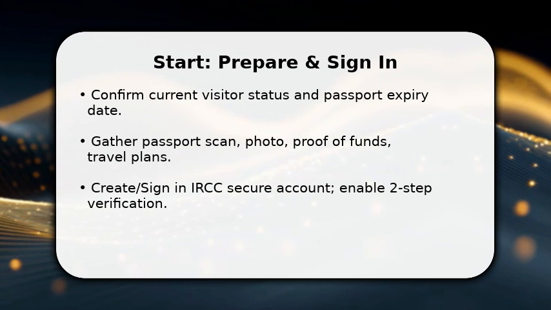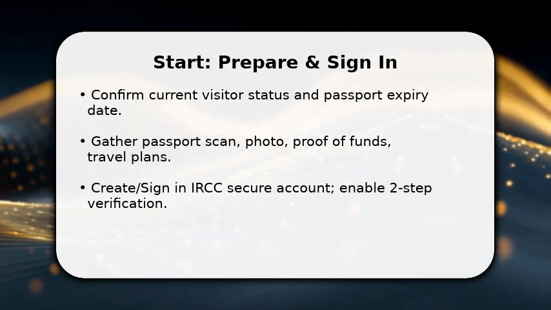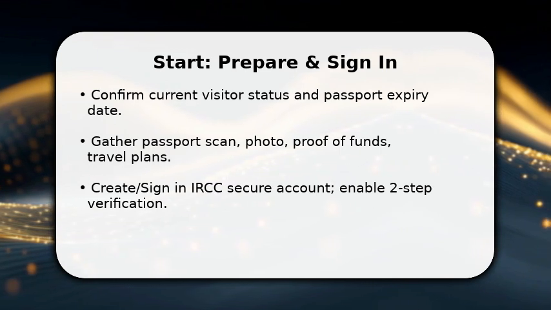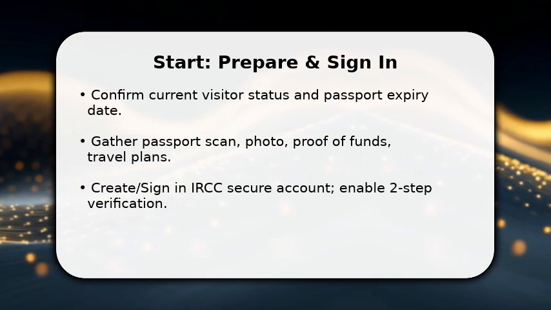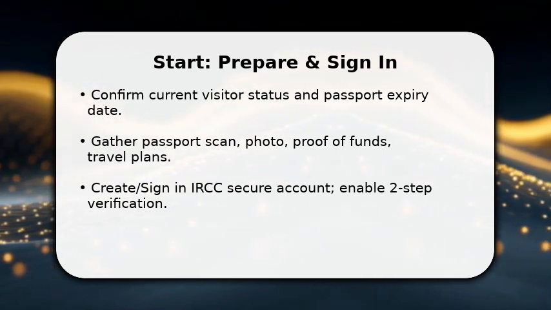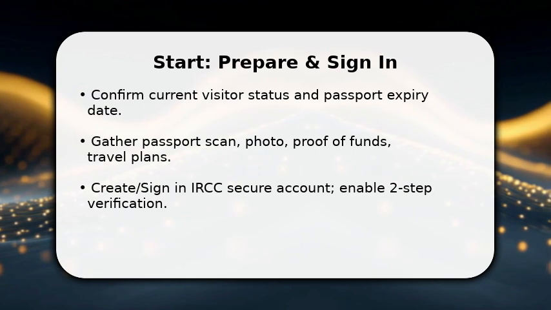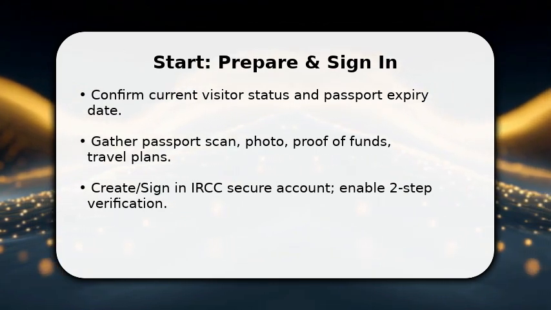Create or sign into your IRCC Secure account and enable two-step verification so you can submit and later track the application. Once signed in, select Extend a Visitor Status and begin the online form. Follow prompts and save frequently to avoid losing progress.